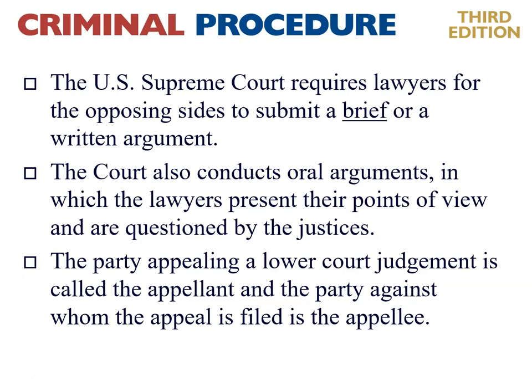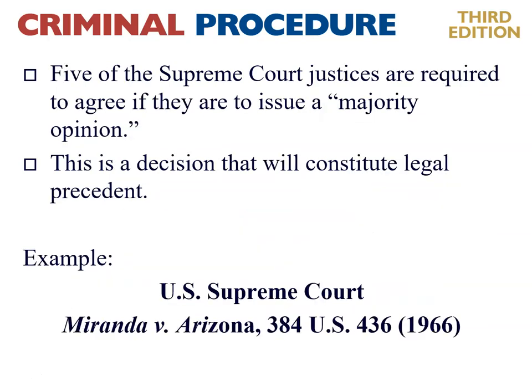The party appealing a lower court's judgment is called the appellant, and the party against whom the appeal is filed is called the appellee. So a couple of definitions. And 5 of the Supreme Court justices are required to agree if they are to issue what they call a majority opinion. And this decision will constitute, remember what we talked about, legal precedent. An example, Miranda versus Arizona.